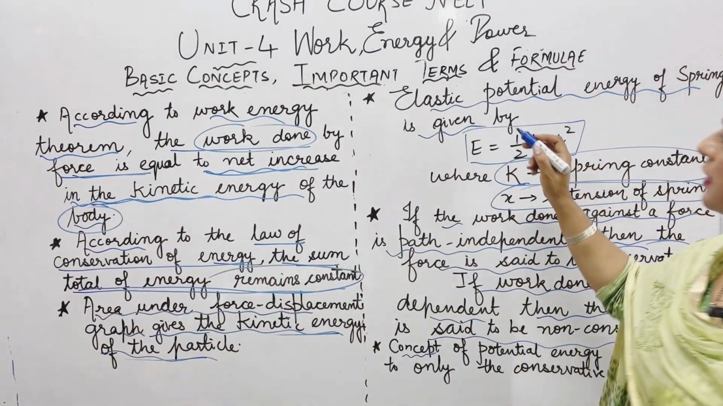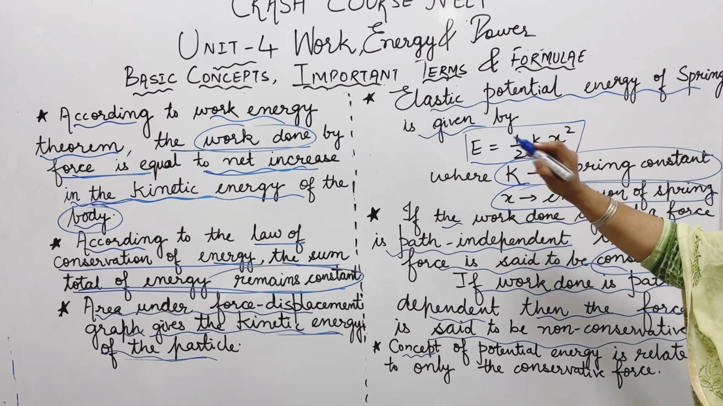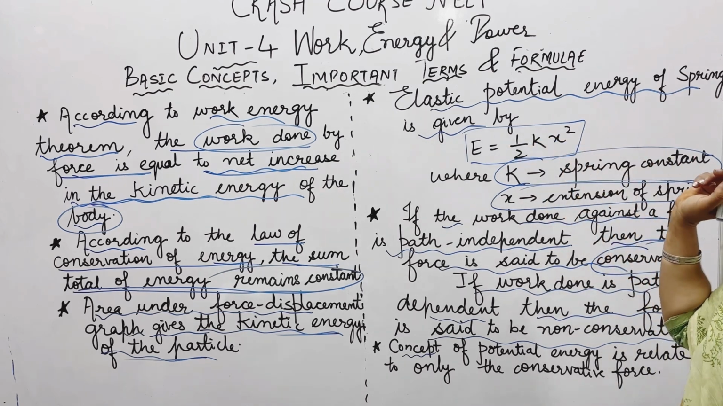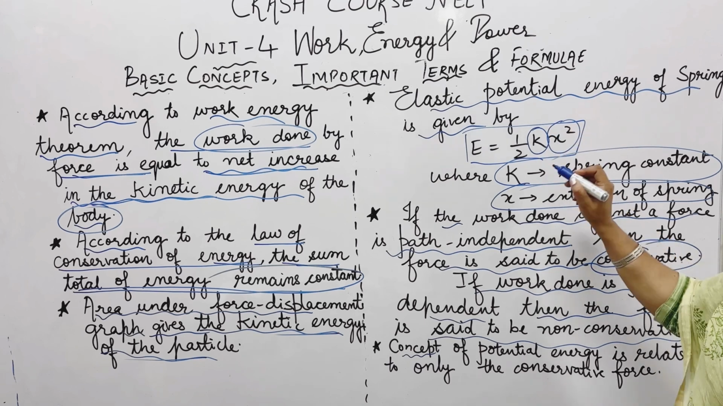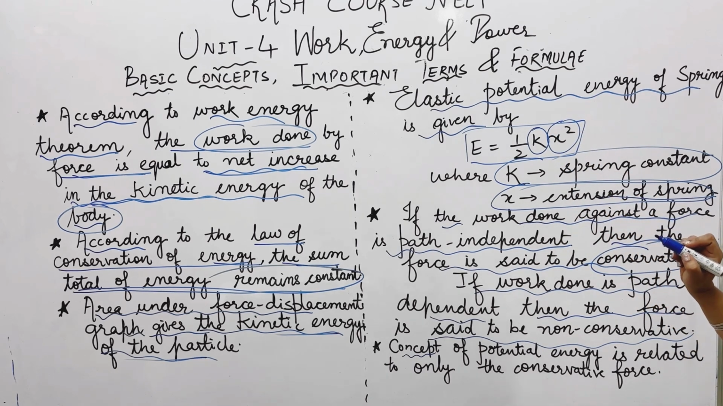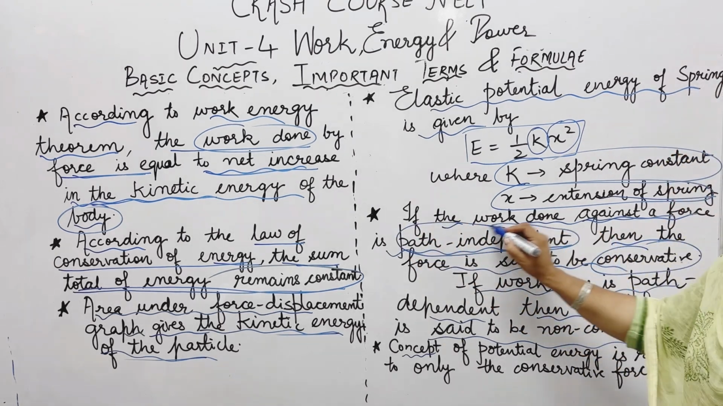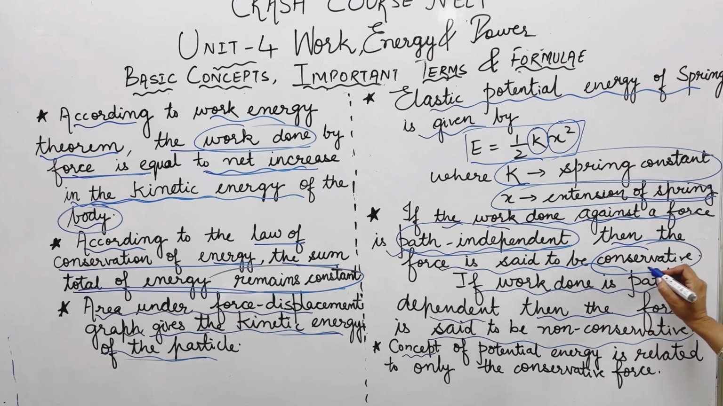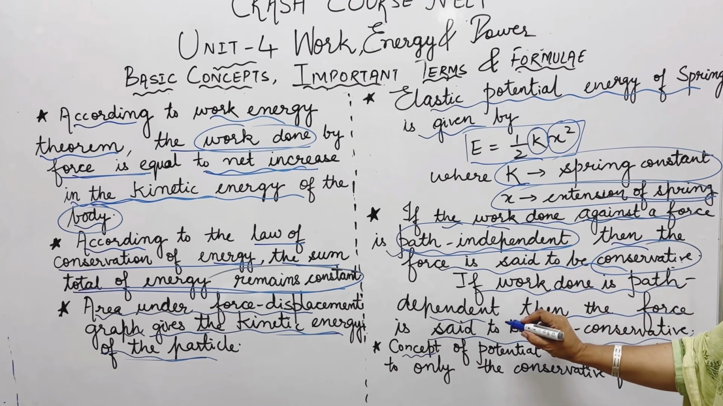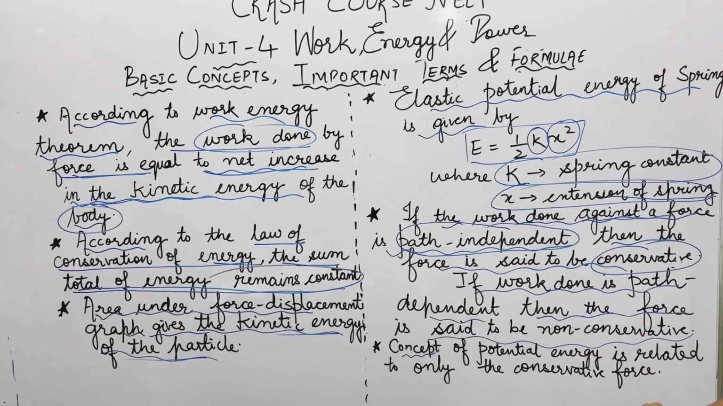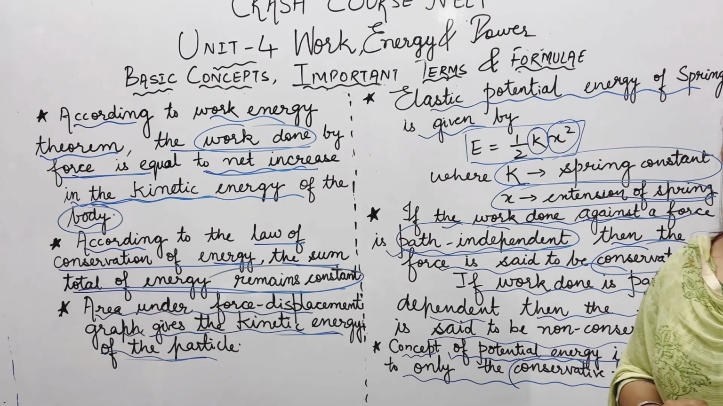The next important concept is the elastic potential energy of a spring. It is given by half kx square, where k is the spring constant and x is the displacement or extension of the spring. If the work done against a force is path independent, then the force applied is said to be conservative. If work done is path dependent, then the force is said to be non-conservative. The concept of potential energy is related only to the conservative force, meaning those forces which do not depend on the path.